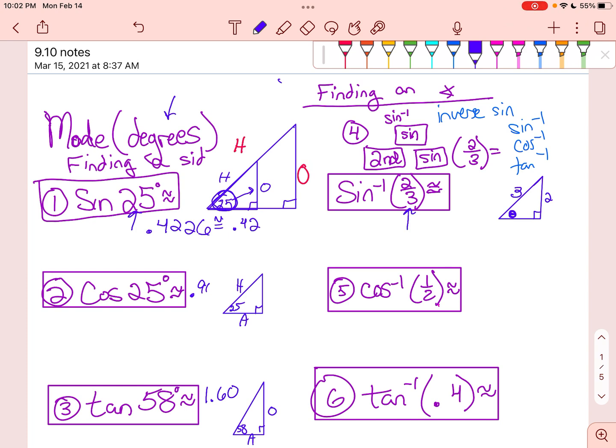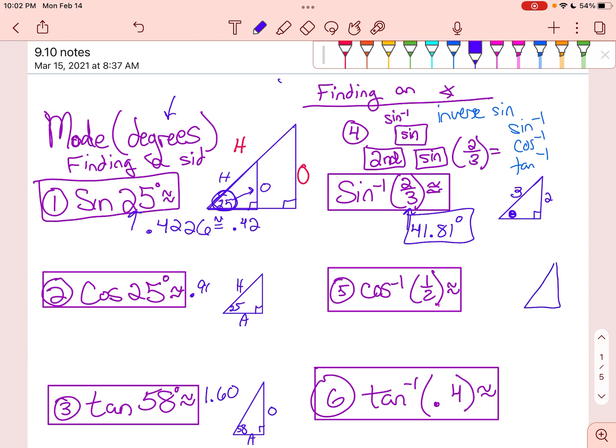Okay, so every time the opposite side divided by the hypotenuse is 2 to 3, what angle is that? So what we're going to use is inverse. You guys are going to see in your calculator a sine -1 button, and then you're going to press 2 divided by 3. So inverse sine of 2/3 is approximately 41.81 degrees. So that tells me that that angle is about 41.81 degrees.